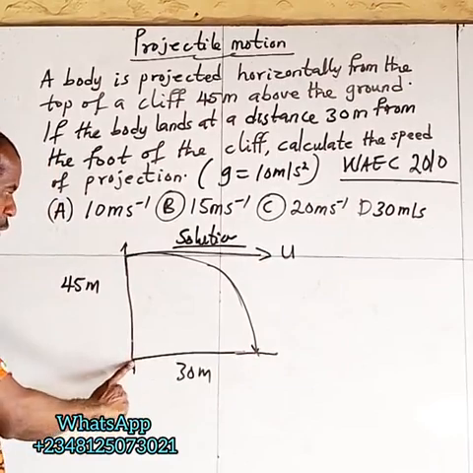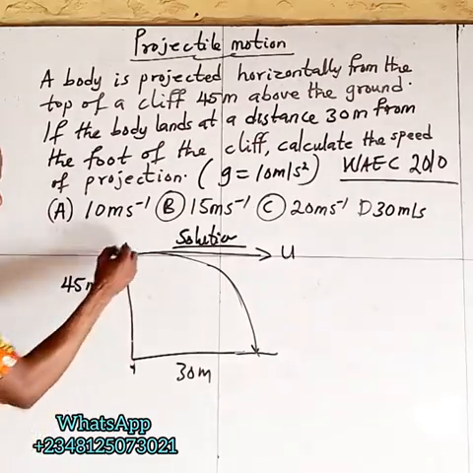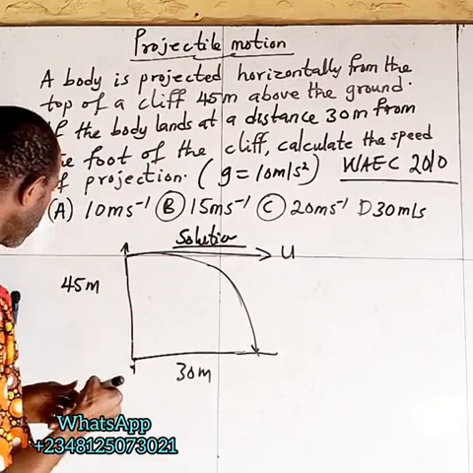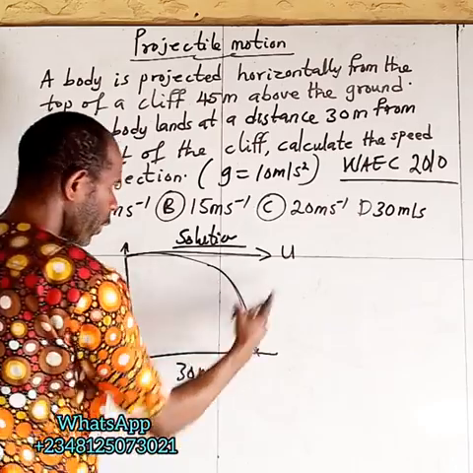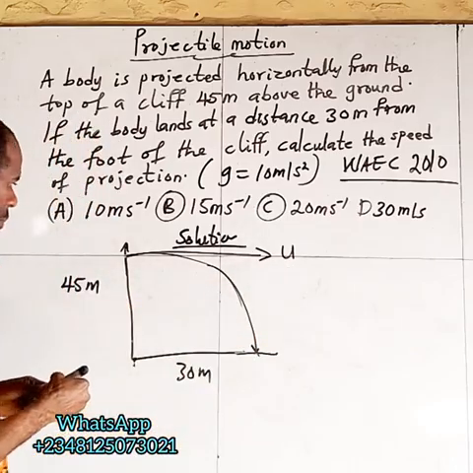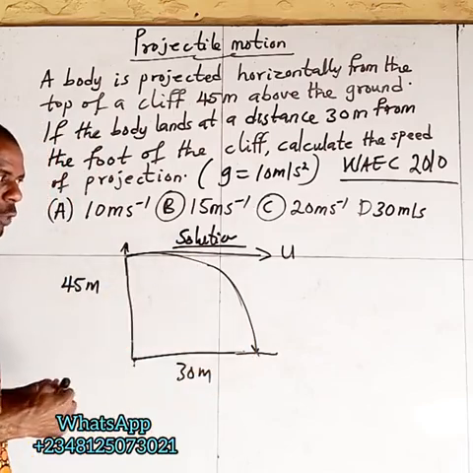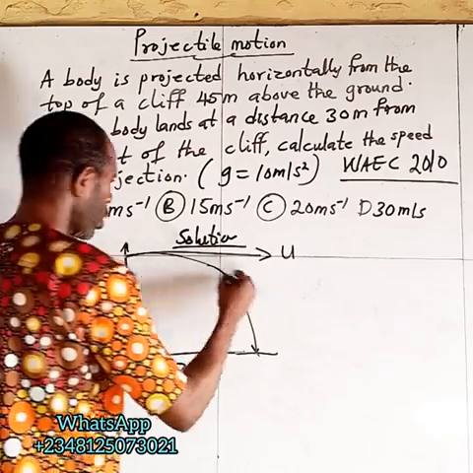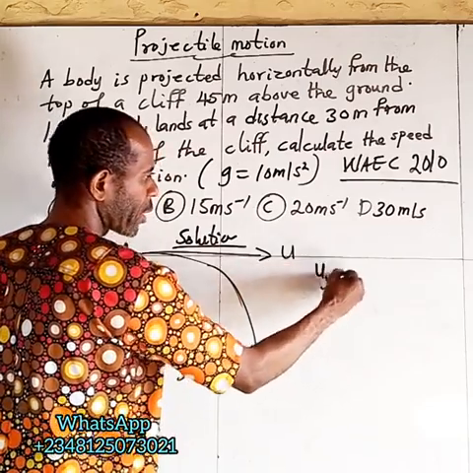Now, what we need to do is to calculate the initial velocity. For us to do that, we first of all need to get the time of flight from equation 3 that we know, the time it will take for the object to land. For us to get that initial velocity, we must get the time of flight so that we can substitute the value and get our initial velocity.